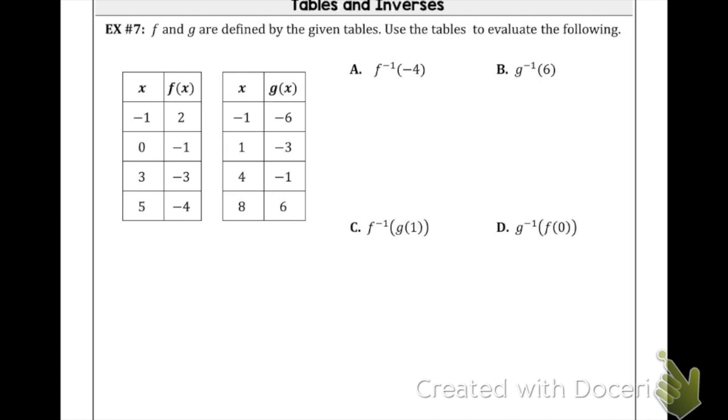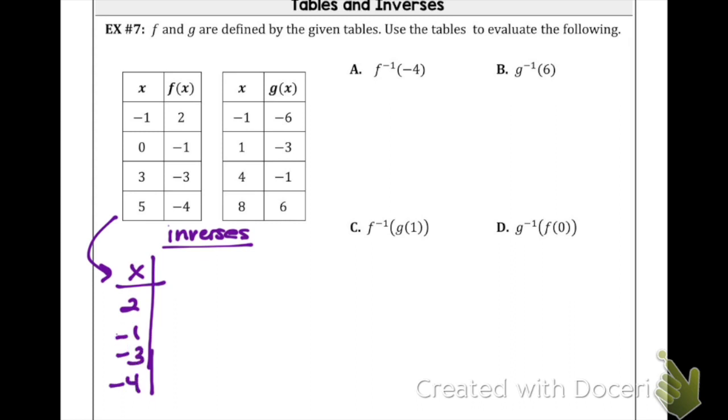When it comes to these problems, what I like to do just to organize things, I'm a visual person, so I kind of need to see it and have less stuff happening in my head, is I like to make a table of the inverses below or to the side where we have space. So if I did the inverse of this function, then my x's will all become the y's of the original. So 2, -1, -3, and -4. And then my outputs of the inverse function would be all the x's. So -1, 0, 3, 5.